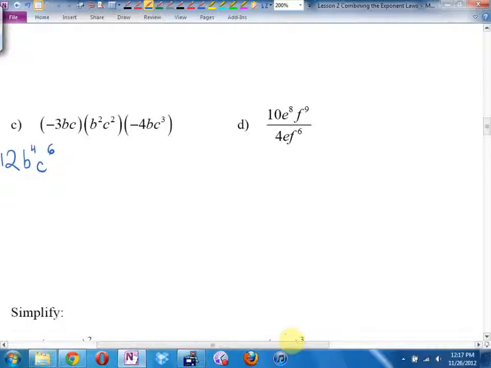D. Any power to a power? No, you say. Okay. Does 10 over 4 work out evenly? Okay, let's go lowest terms. 5 on the top, 2 on the bottom. I think 7 E's left on the top. I think 3 F's left on the top. Yes?